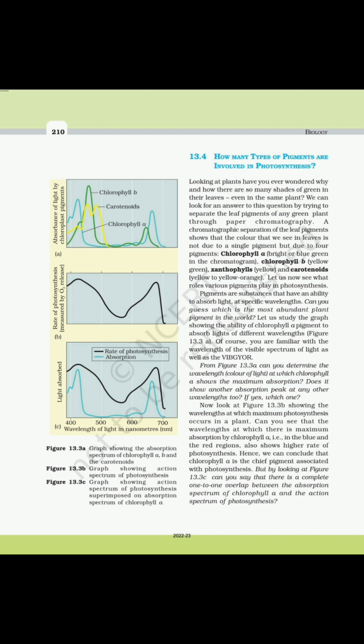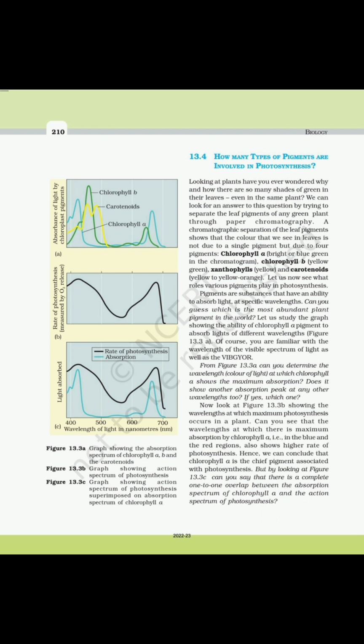not due to a single pigment but due to 4 pigments: chlorophyll A, bright or blue-green in the chromatogram; chlorophyll B, yellow-green; xanthophylls, yellow; and carotenoids, yellow to yellow-orange. Let us now see what roles various pigments play in photosynthesis.